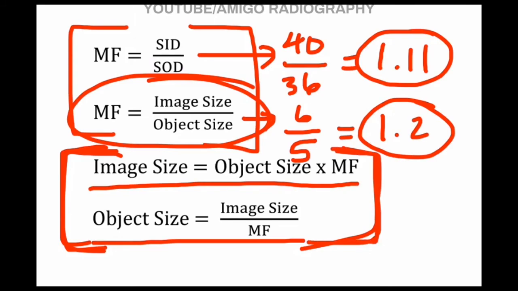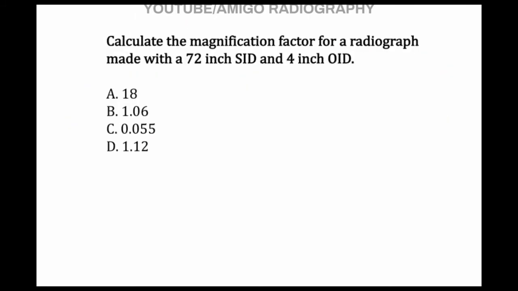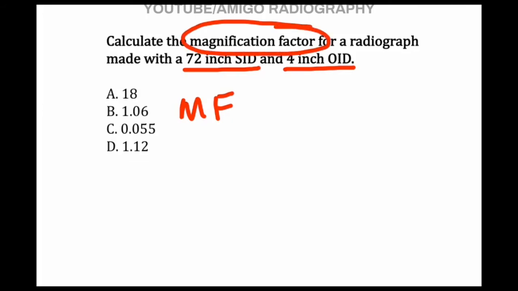So let's look at a few practice problems. Calculate the magnification factor for a radiograph made with a 72-inch SID and a 4-inch OID. So a few things to notice. We have our SID, which is important. That's 72 inches, and we're given the OID. It's important to notice that we're given those two numbers because remember our magnification factor, which is what we're trying to calculate.